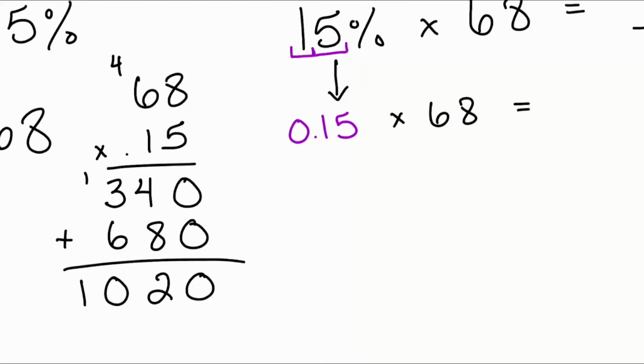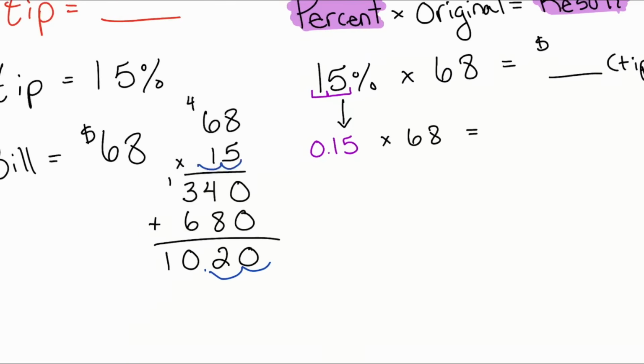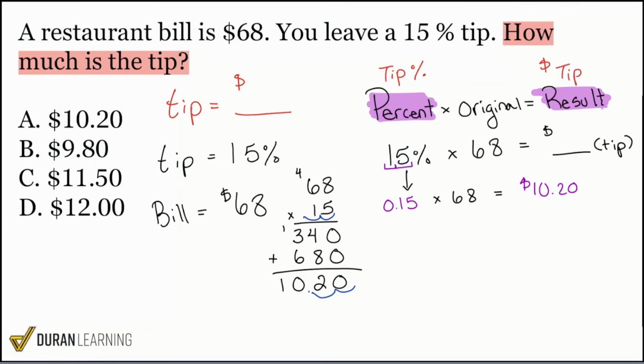But we're not done, because the last thing we must make sure to take care of is what again? Yeah, we're going to bring the decimal places back. In this case, we see that it's 1, 2, 1, 2. And so there it is. Our final answer is going to be $10.20. That, my friends, is the amount of the tip.